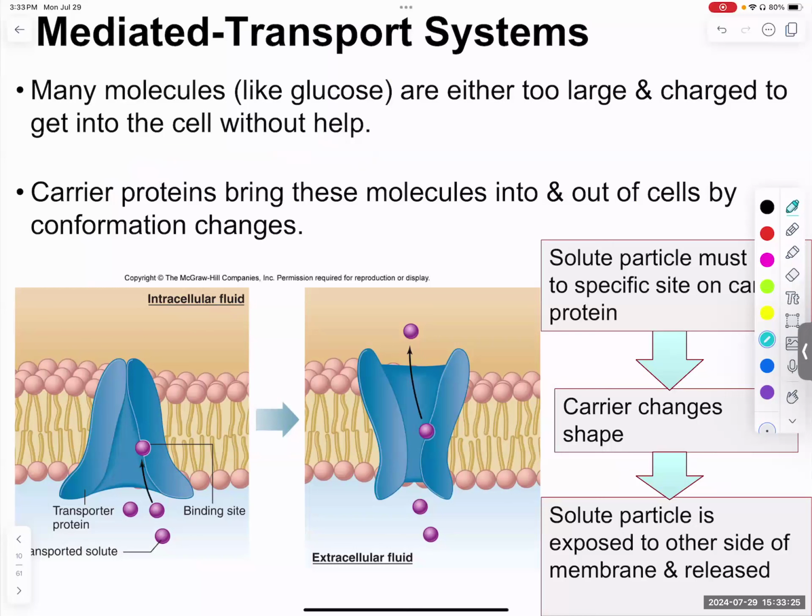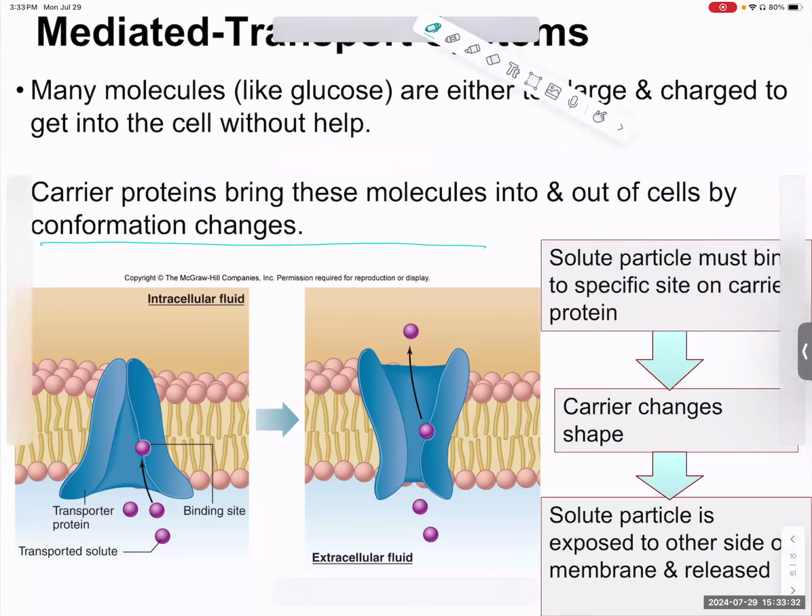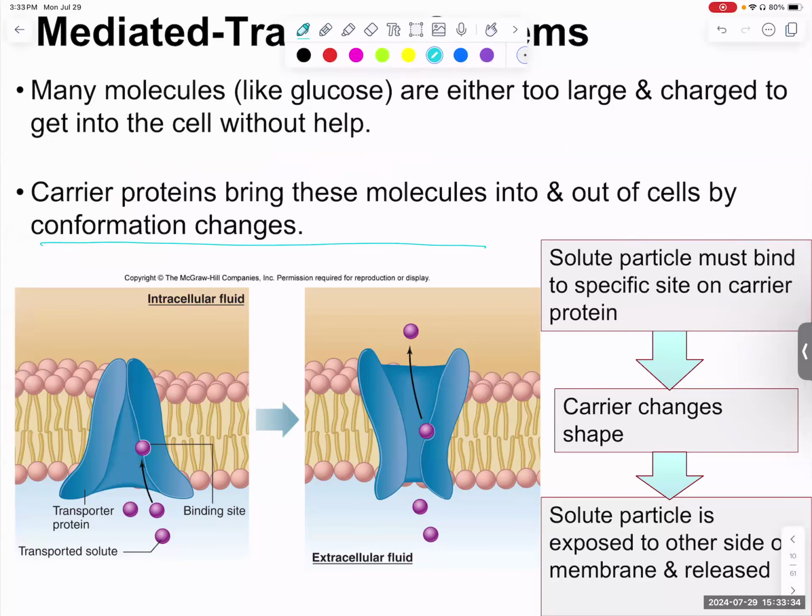And so this is mediated transport. You need carrier proteins to bring these molecules into and out of the cell. This is an example of facilitated diffusion. So you have a solute, it's going to bind, that's going to change the carrier's conformation or shape to release it on the inside of the cell, and then it's going to go back to being the initial conformation, so it can take another particle.